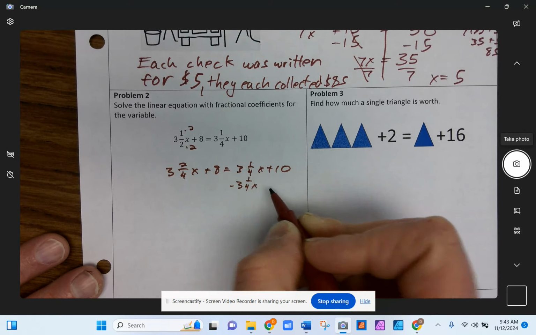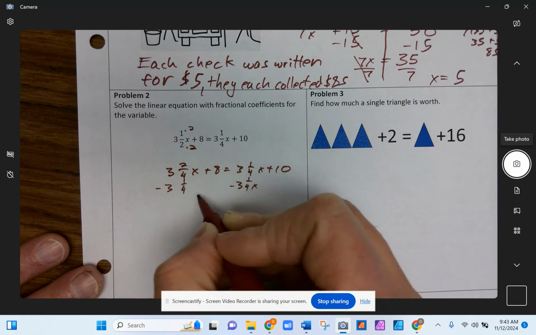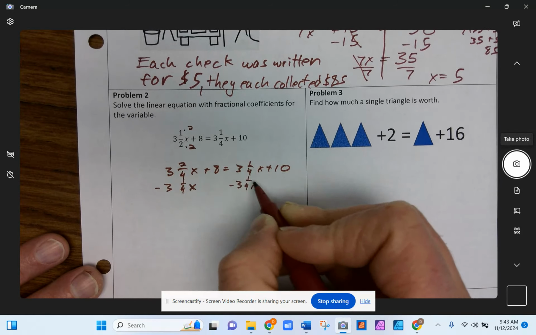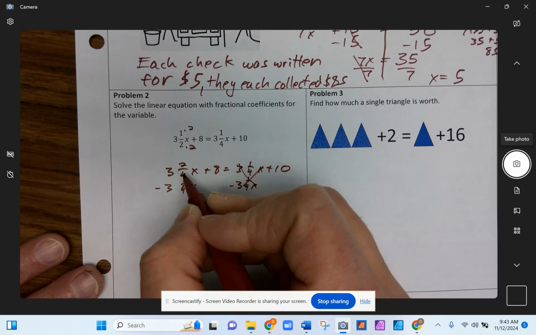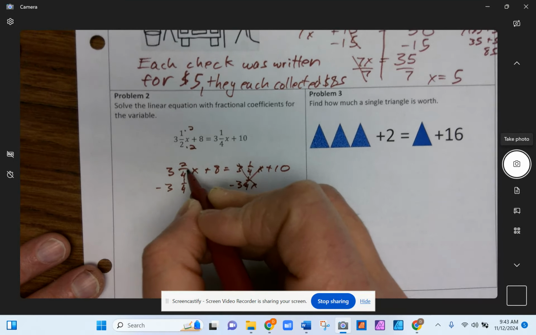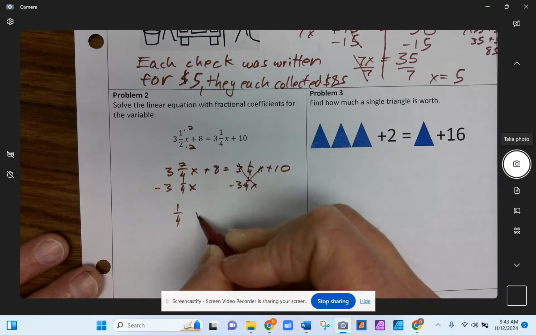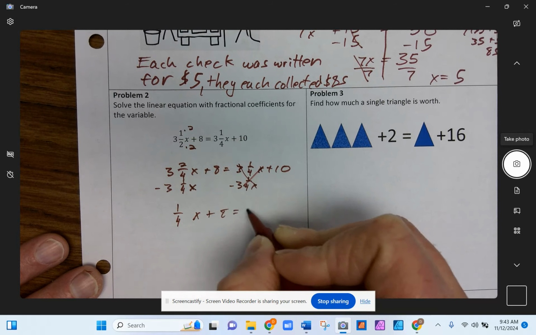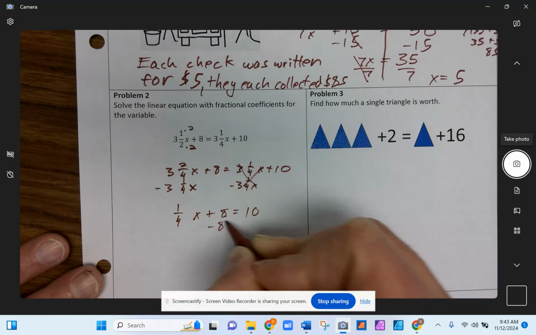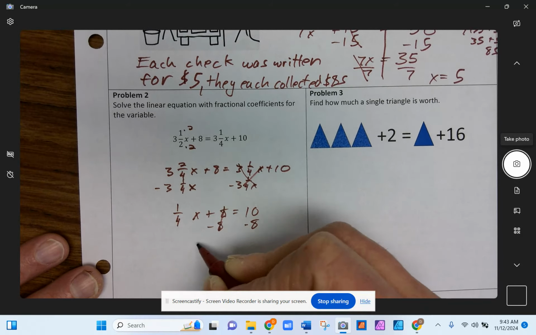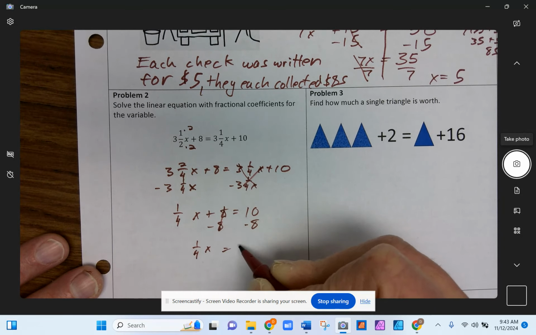I'm going to subtract just the fraction right here. Okay. So that cancels out to 0. The 3's cancel out. Now we have 2 quarters minus 1 quarter is 1 quarter. So I've got 1 quarter x plus 8 equals 10. Okay. I subtract 8. I get a quarter x equals 2.